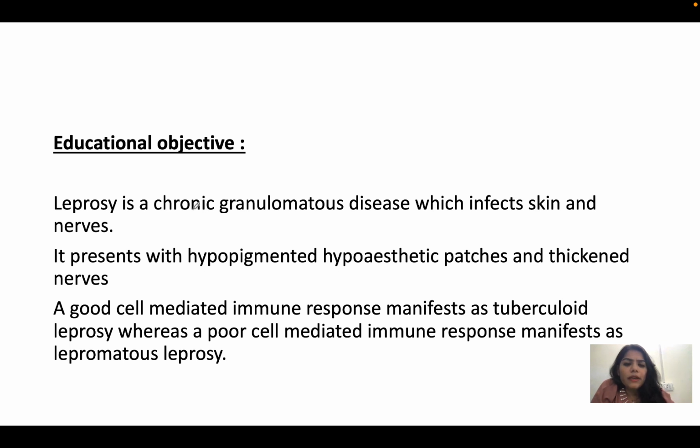So, leprosy is a chronic granulomatous disease which infects skin and nerves, the two main sites. It presents with hypopigmented, hypoaesthetic patches, thickened nerves, and then it depends on the host's immune response, what spectrum the leprosy is in. A good cell-mediated immune response manifests as tuberculoid leprosy, and a poor cell-mediated immune response manifests as lepromatous leprosy.